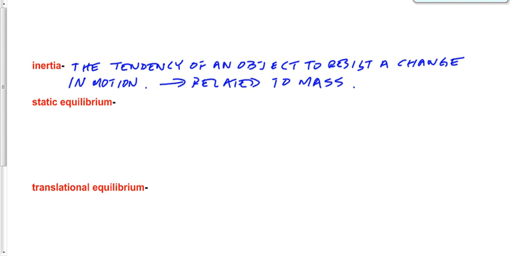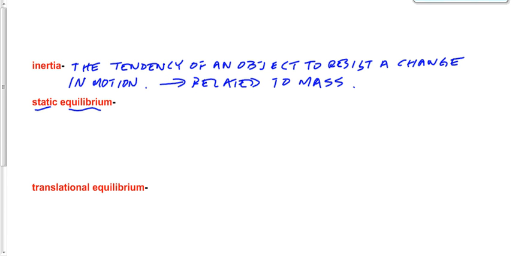Another term, static equilibrium. Before we do that, actually, let's define the two words that make up that term. What does equilibrium mean? Take chemistry, you might know what this means. Even biology, you might know what this means. Equilibrium means a balance, yeah, it means a balance.